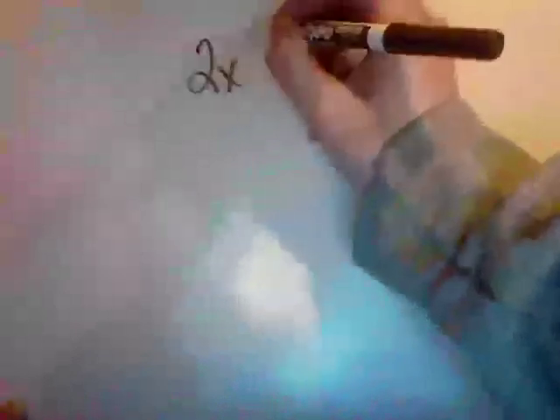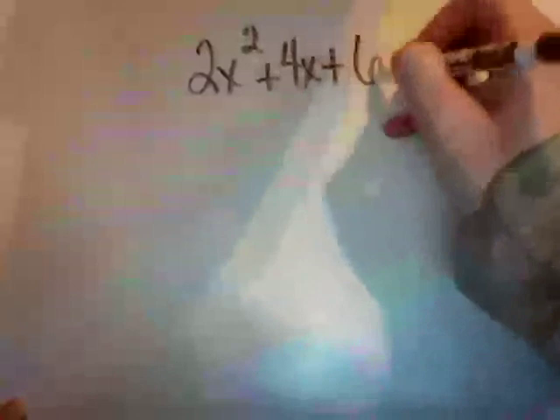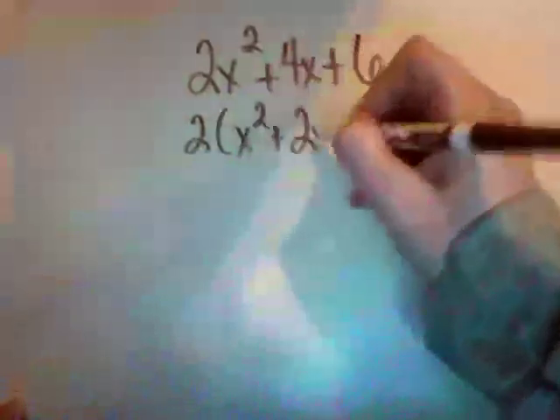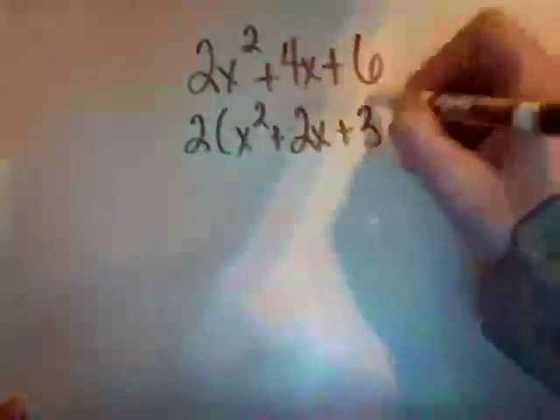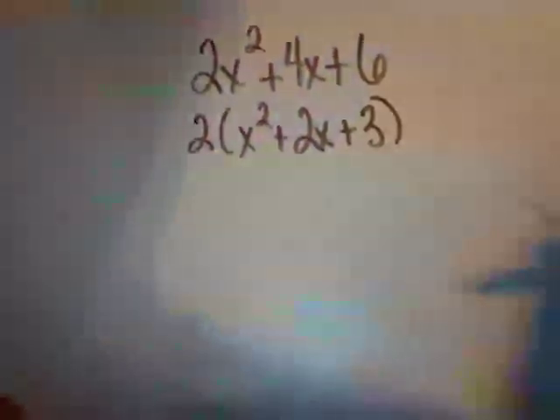Like we saw some problems where we had something like 2x squared plus 4x plus 6, and then we could just factor out a 2 and have 2 times x squared plus 2x plus 3, right? And then we could just factor from there. The ones that we're looking at today are ones where you cannot just factor out that leading coefficient. We're going to look at a few where you have a positive leading coefficient, and then at the end we'll look at some where it's a negative number.